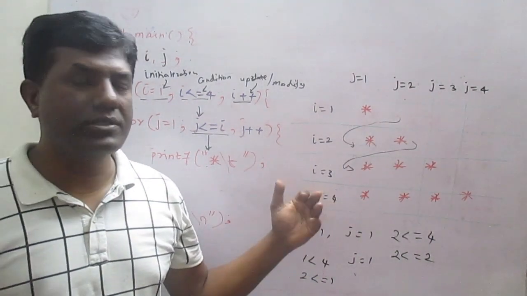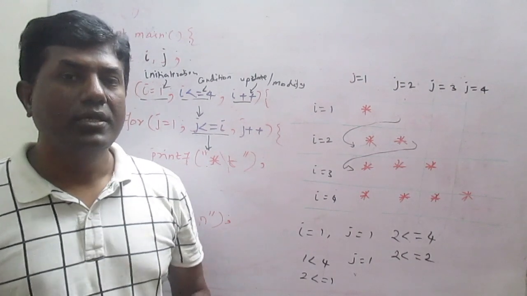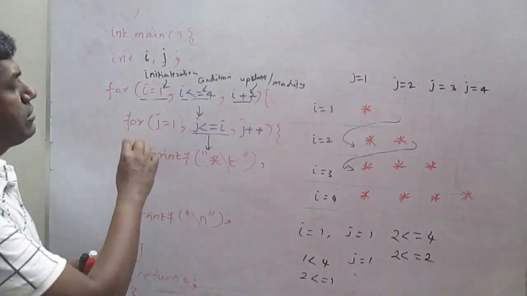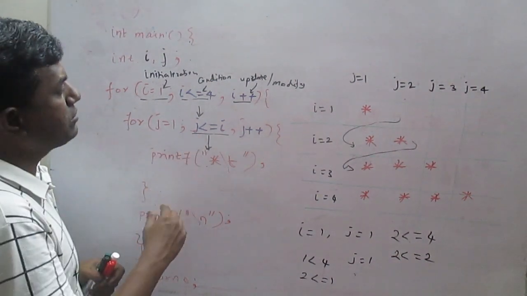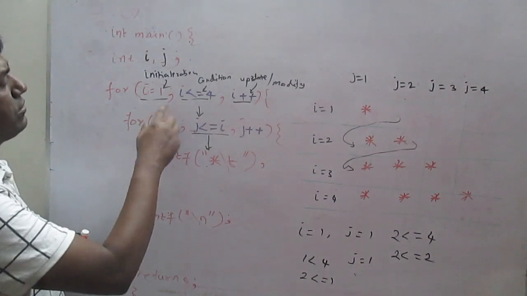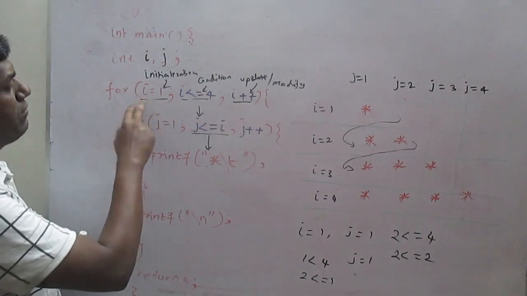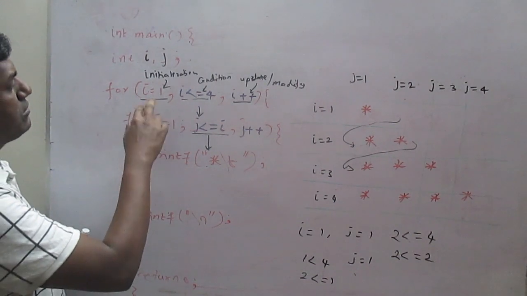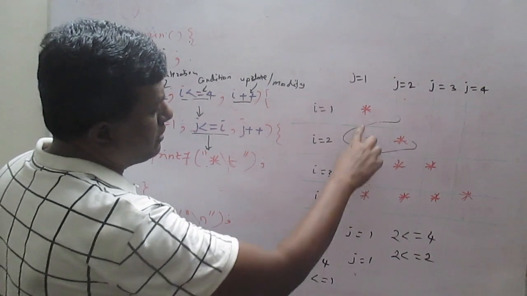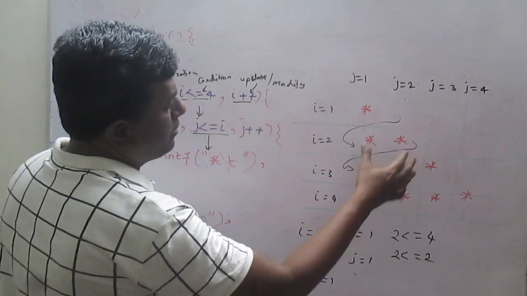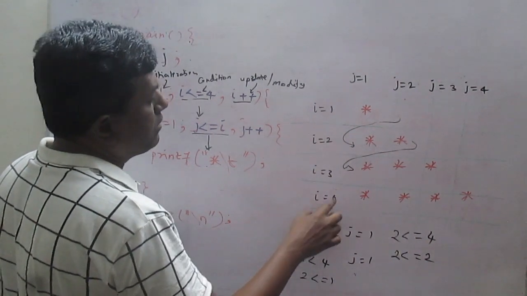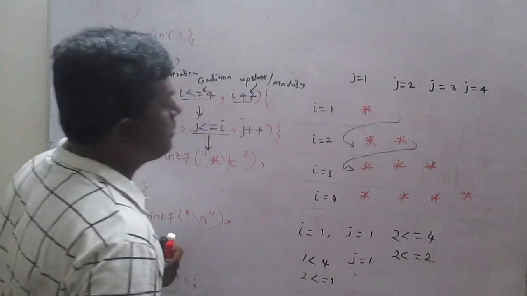Instead of stars, suppose we want to print numbers, what are we supposed to do? Very simple. The same program is what we are going to use. What we saw in the previous class, we have two for loops, i and j. Regarding this pattern, we had i from 1 up to 4, and j also up to 4.